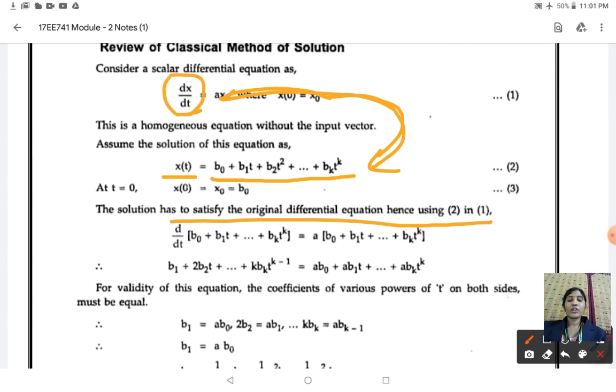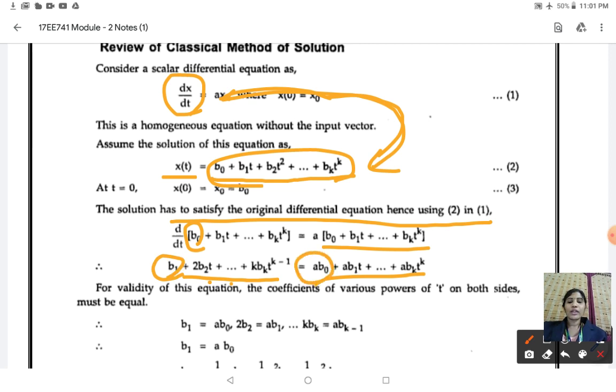When you differentiate this particular solution with respect to t, you will be getting b1. Here b naught is constant, so it is going to be 0. So b1 plus 2 b2 into t plus 3 b3 into t square, like that it goes on till k into bk t power k minus 1. And A, in the place of x of t, you have to substitute over here, equating the same powers on both sides. For example, constant is compared with the constant on your right hand side. So equate the LHS and RHS powers of t.